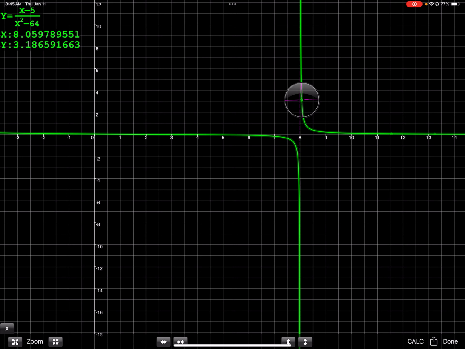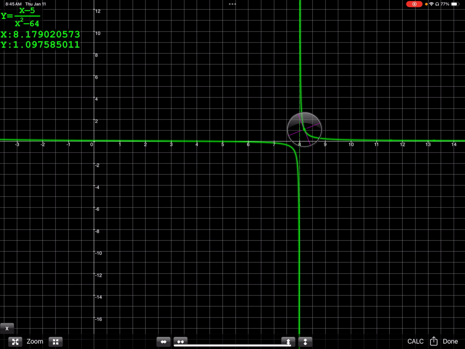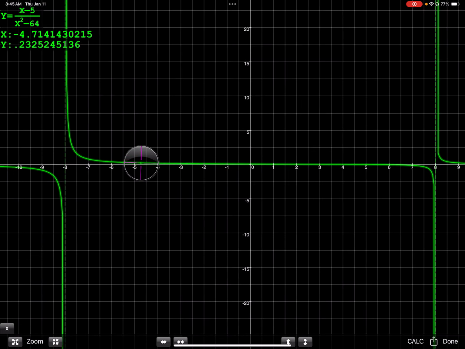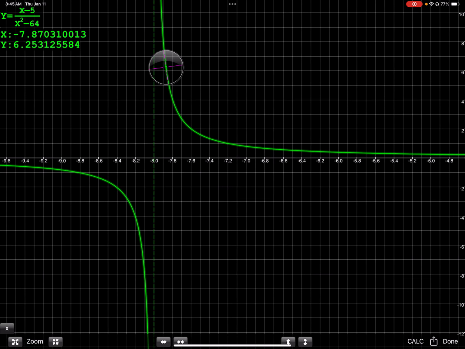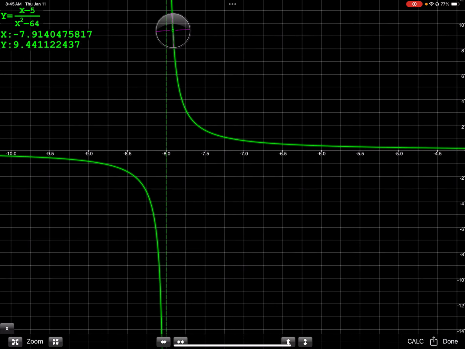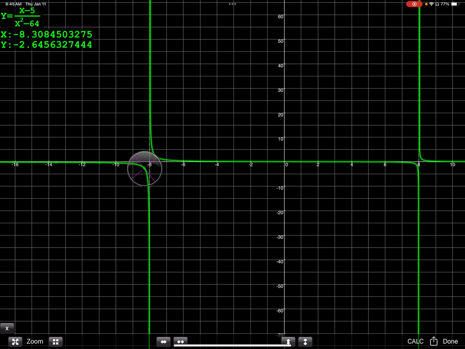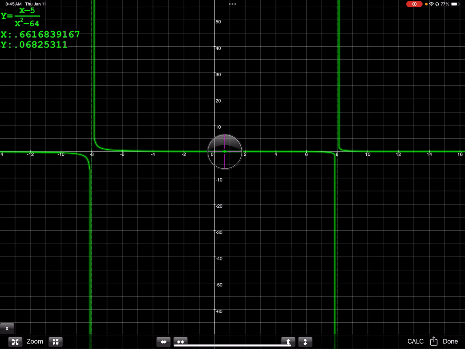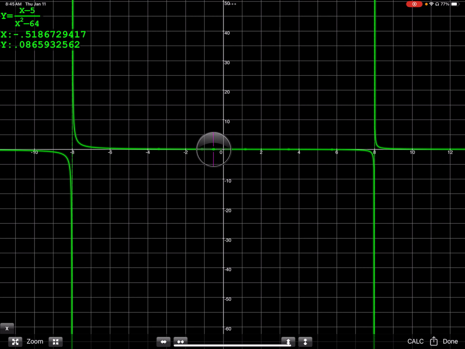So if I touch the asymptote here, if I go on the actual asymptote, you can see there's no y value. It doesn't exist, okay? And the same thing is true for over here. If I look at negative 8, if I zoom in, it'll never touch negative 8. If I zoom out, you can see those are asymptotes here. So rational functions usually have asymptotes somewhere, okay?